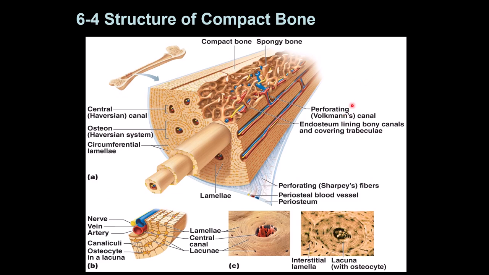Now the structure of a compact bone. Before looking at all these things, look at this one. This is a long bone, and this is the compact area. If you remember, I talked about it a few minutes ago. This is the diaphysis of the compact bone, the thick area of the shaft of the bone, so it's in the periphery.